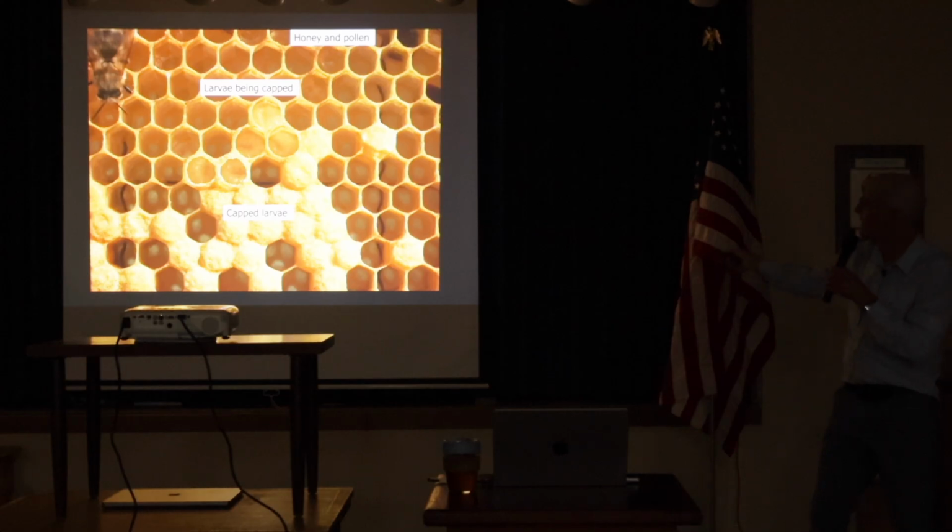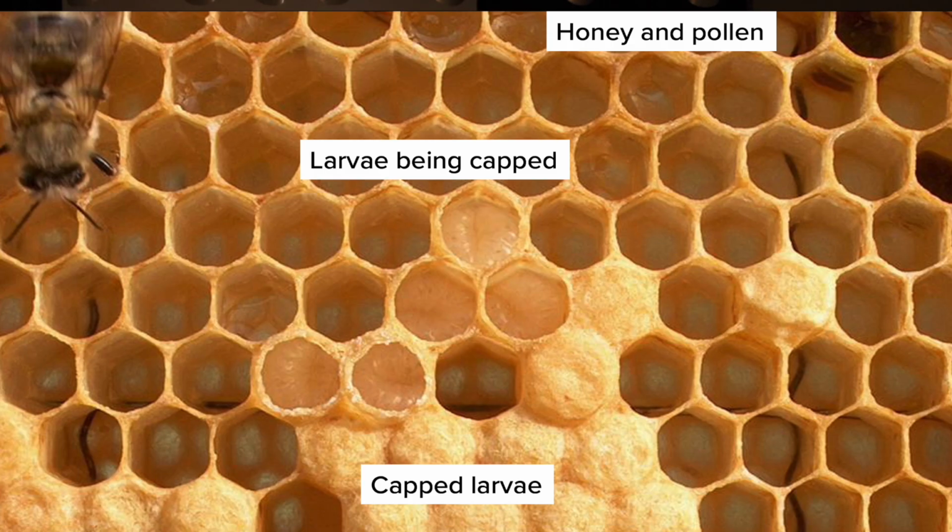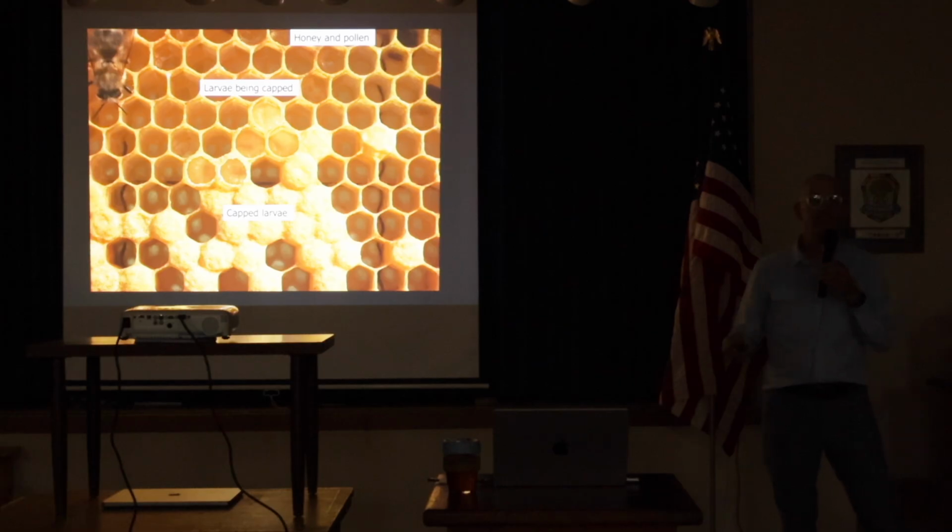So here we've got our honey. There's some pollen, there's some honey. There's a larva being capped. We're going to talk about holes in cells, and you can see this is a hole, obviously, but it's one that's going to close. It's normal. There's fresh wax on the edges. This is normal.